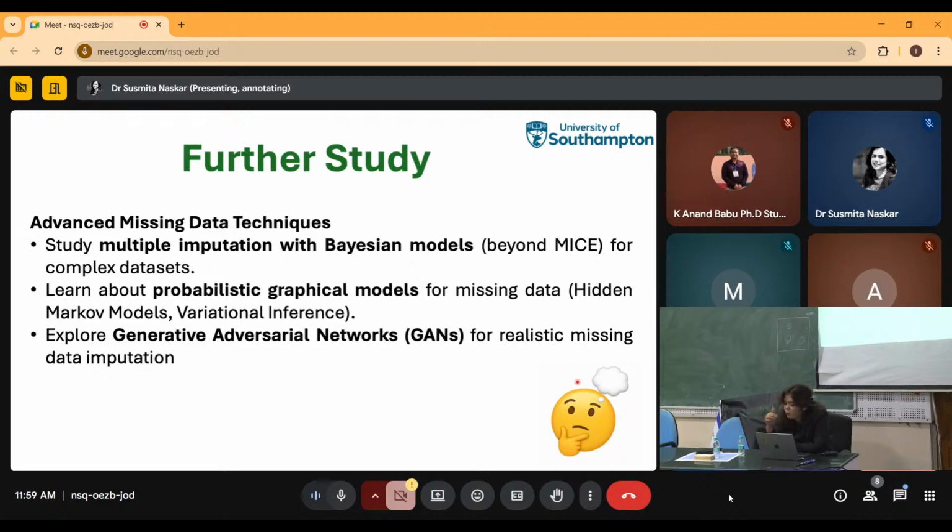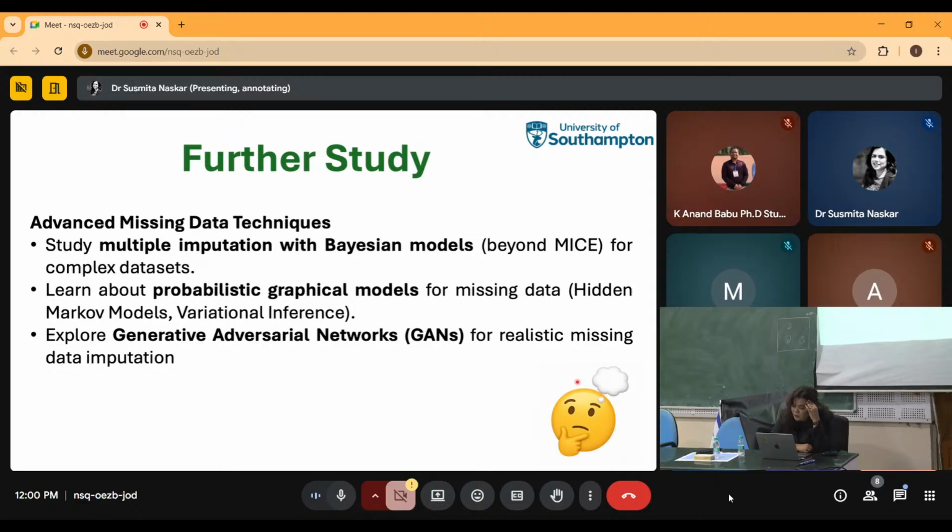So please go and have a look into that. And then, as I said, learn about the probabilistic graphical models for missing data, like hidden Markov models or variational inference. That's another important factor. We have talked about the missing data and how we can generate those missing data. But how about the probabilistic graphical models? There are certain models we do use. Go and try to have a look into that as well.